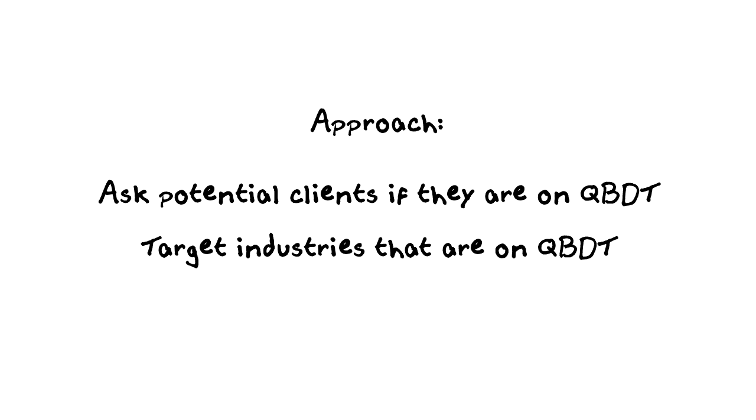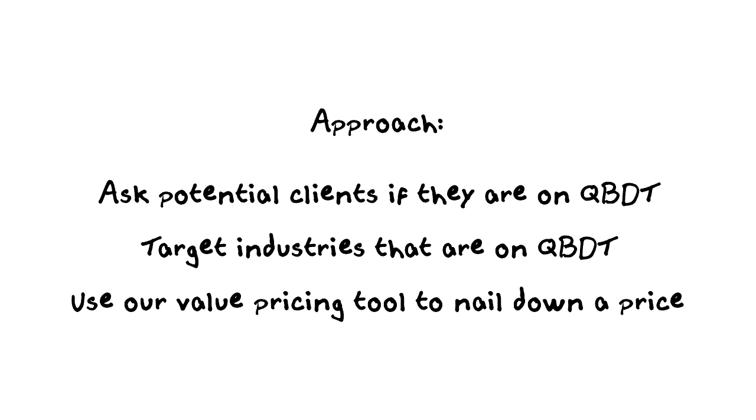something like that. The other thing you can do is start targeting industries that are specifically on QuickBooks Desktop. Now, with 72% of the marketplace on QuickBooks Desktop, guess what? It's going to be pretty easy to target these markets. So it's going to be very easy to find people that are on QuickBooks Desktop.